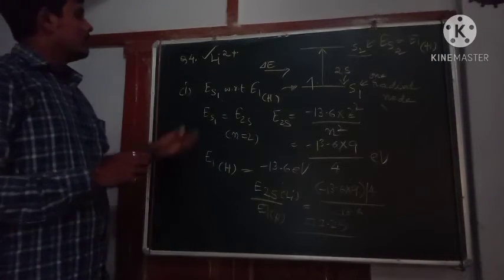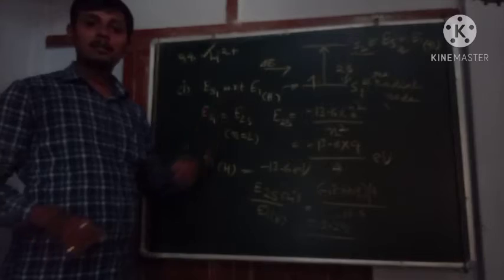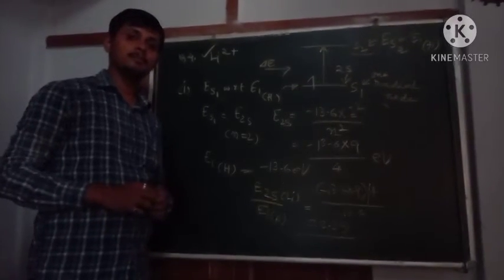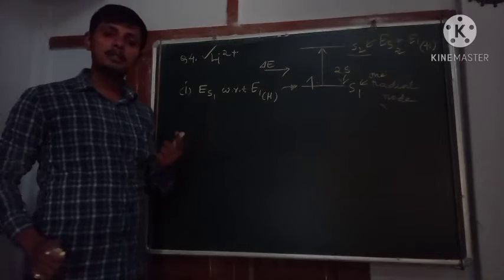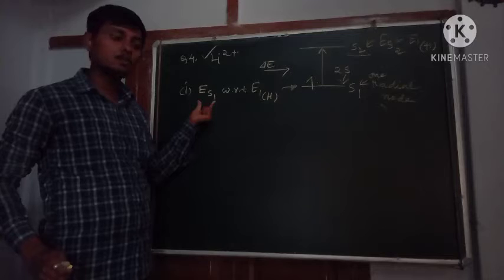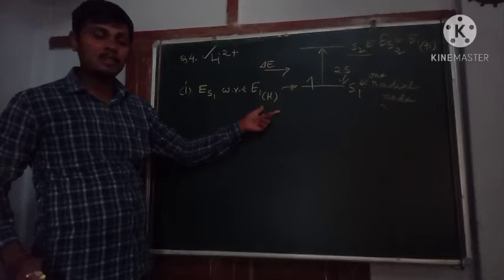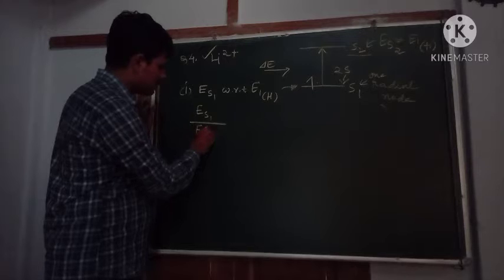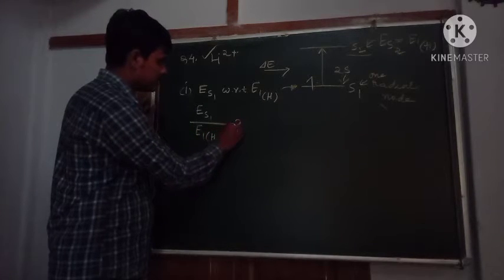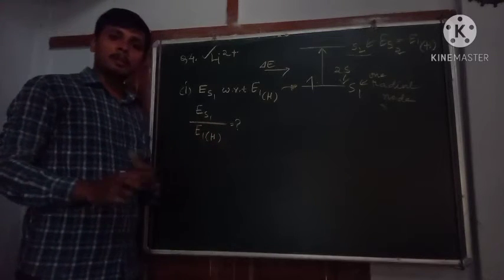Okay, so this is the second part: the energy of the state S1 with respect to the ground state of hydrogen. In the second part, you are asked to find out the energy of the state S1 of lithium 2 positive with respect to the ground state E1 for hydrogen. That means you are asked to find out the energy of S1 by energy of the ground state for hydrogen. So what will be this ratio?